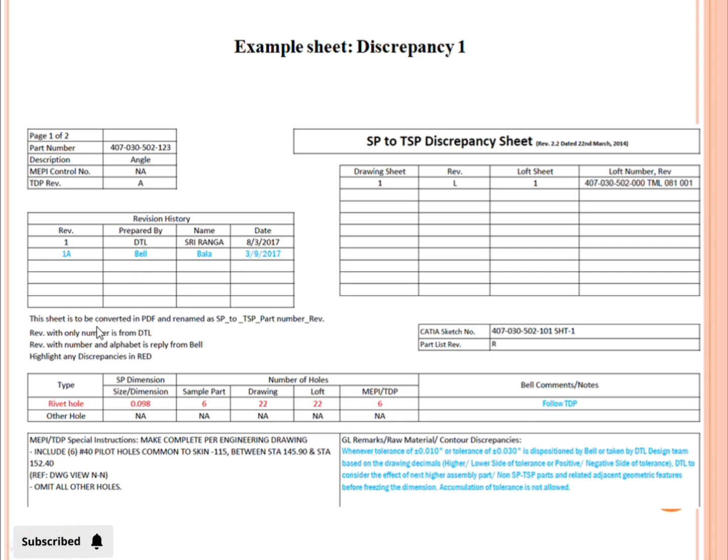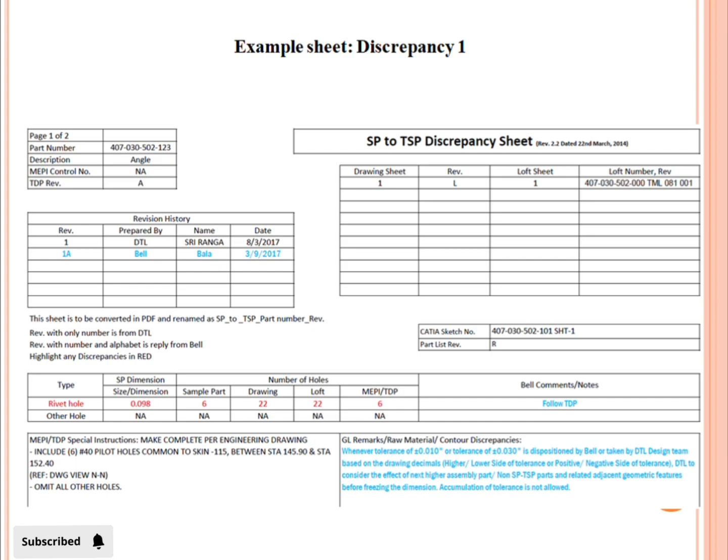For example, the sheet is to be converted to PDF and renamed as SP to TSP, part number and revision number. Once the customer enters for revising the document, SP should be renamed as TSP. For example, how it actually works: we will consider a rivet hole with dimensions of 0.098, sample part 6, drawing 22, loft 22, and MEPI and TDP, that is 6. Other holes not applicable. Here the customer has mentioned a comment to follow TDP, meaning the process sheet, for carrying out the subsequent rivet process. If not, again revision will be done.